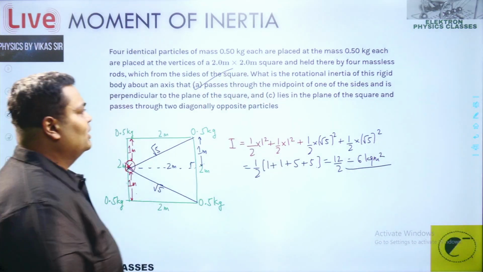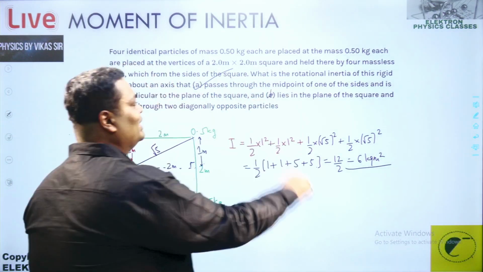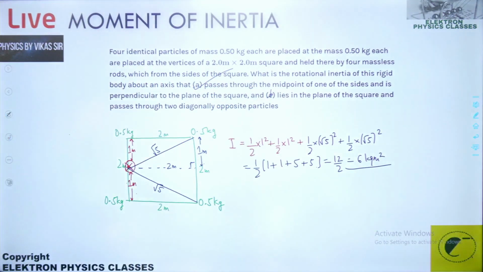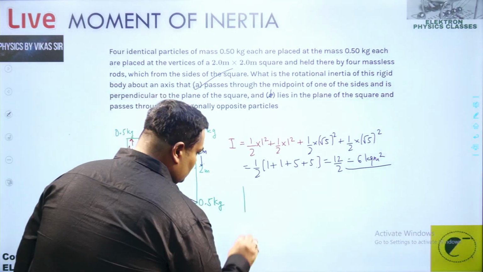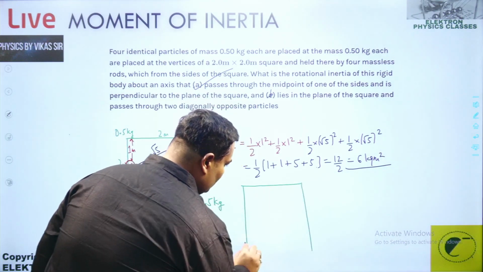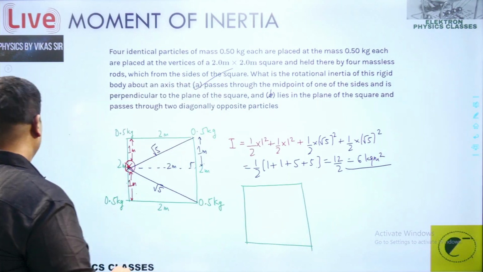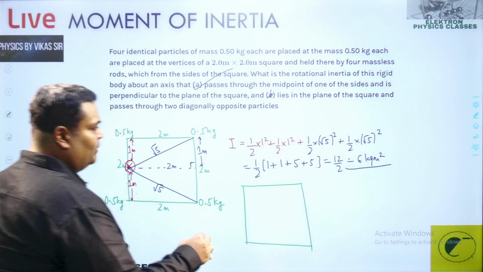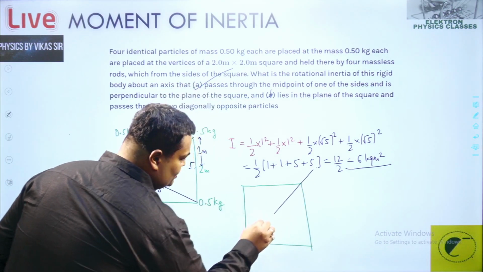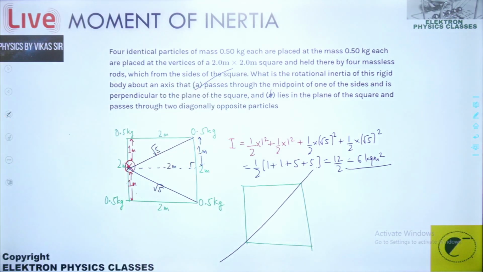And there is a C part. B is not there, so we make it B. For the B part, the axis lies in the plane and passes through diagonally opposite particles. So let's reconstruct the diagram. Now it says the axis is in the plane and is passing through 2 diagonally opposite particles. So that is an axis.